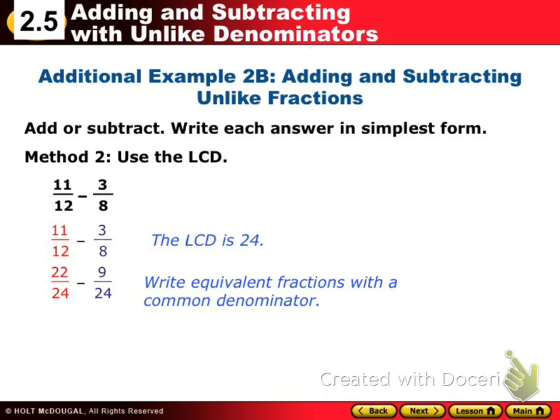So now we can subtract the numerators, 22 minus 9, all over the common denominator, 24. And we can get 13/24. And using the lowest common denominator has allowed us to keep the fraction in lowest terms, so we don't have to simplify at the end.